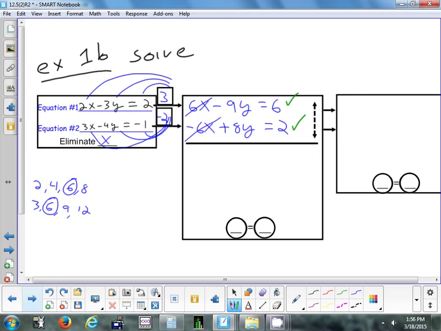Okay, let's add these up. -9 plus 8. So be careful. Or you can think of it as 8 take away 9. That's -1. That's a 4, okay. How about 6 plus 2? Dominic? 6 plus 2 gives me 8. Good. And Chelsea, what's my last step to get rid of that -1? Good.